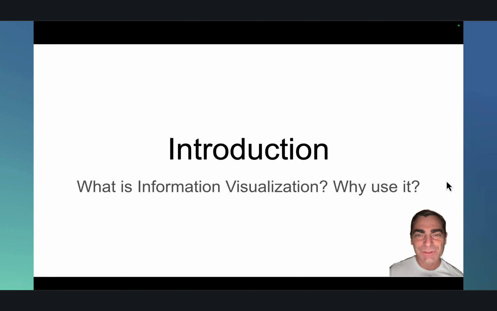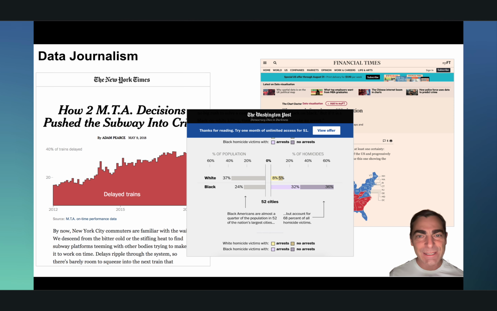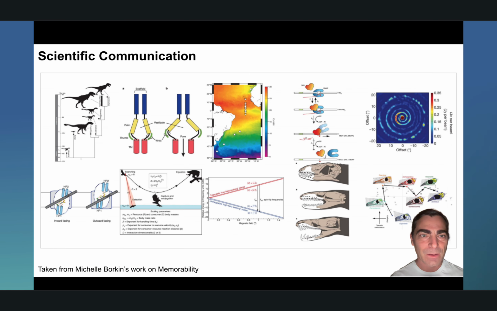Welcome. In this introduction, we're going to cover the important questions: what is information visualization and why use it? So there are lots of things out there that we call visualization. For instance, in journalism, it's very common to have interactive charts that journalists use to present some information. Or in scientific communication, we have many images and visualizations in papers to explain scientific phenomena.